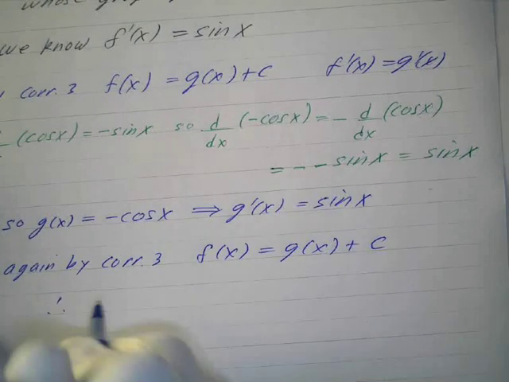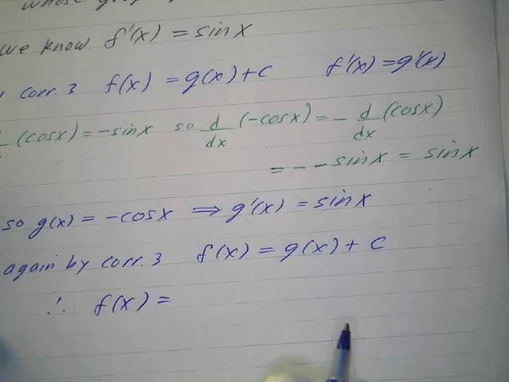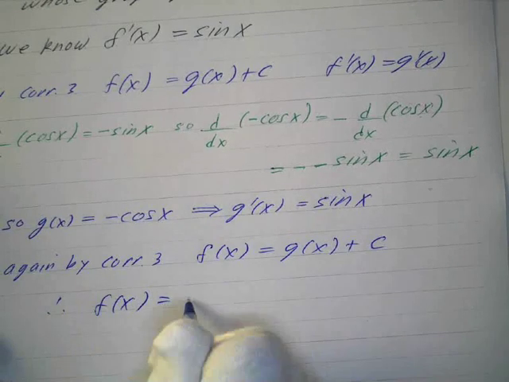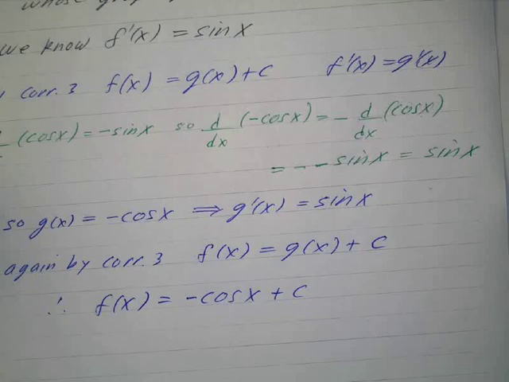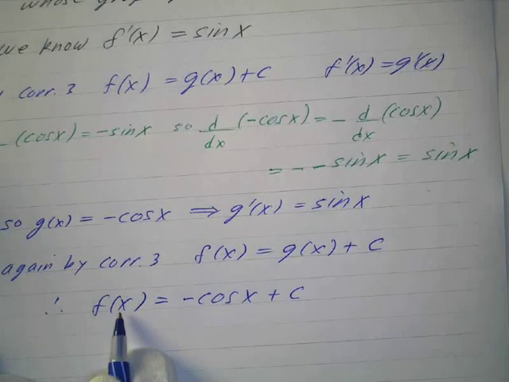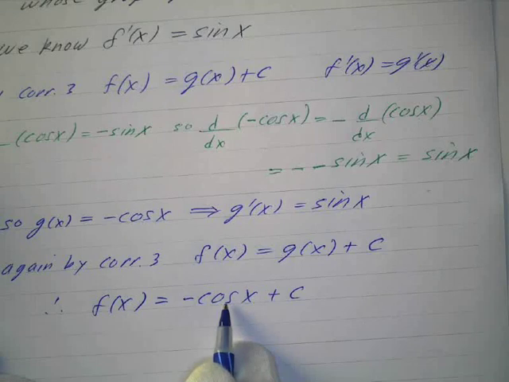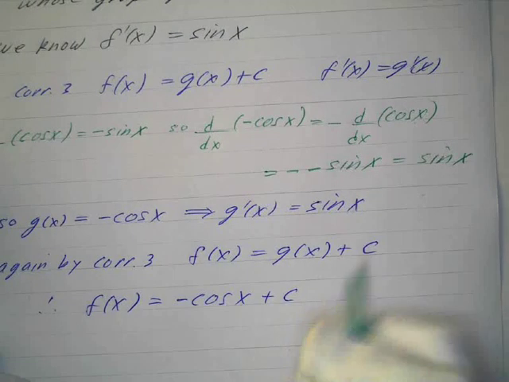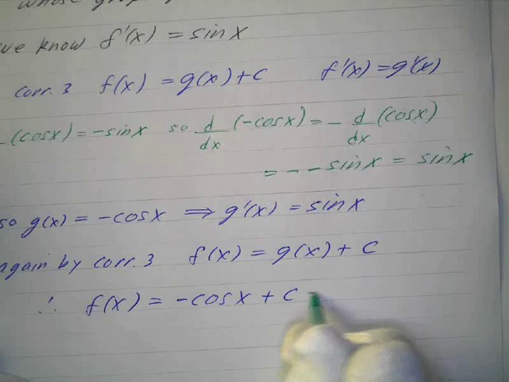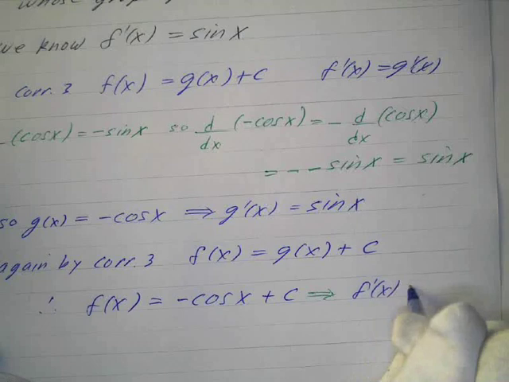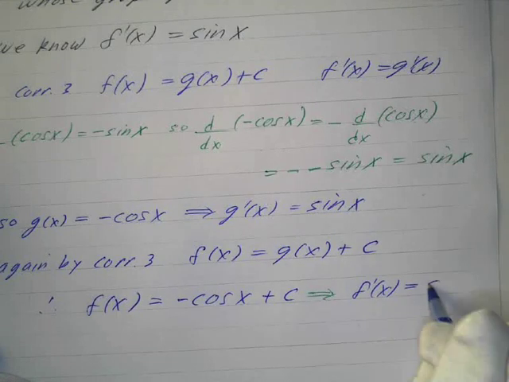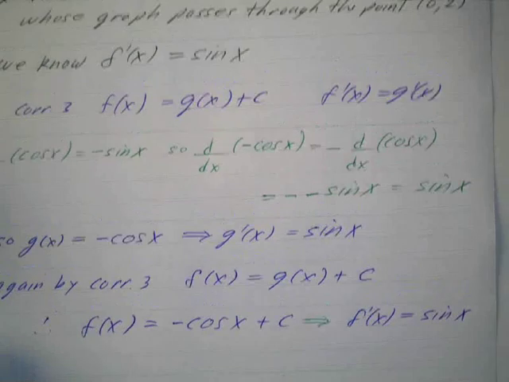So therefore we can say that f of x equals g of x, which is negative cosine of x plus c. And you can always check that. If we take the derivative, what's f prime of x? Remember the derivative of the cosine is negative sine, so negative sine is positive sine, and the derivative of the constant will be 0. This implies that f prime of x equals the sine of x. Okay, so that's what we were looking for.